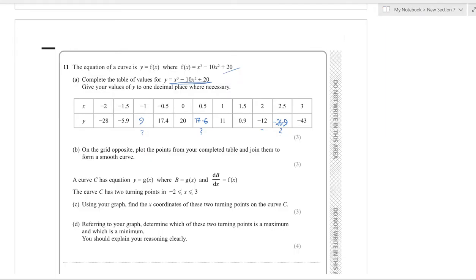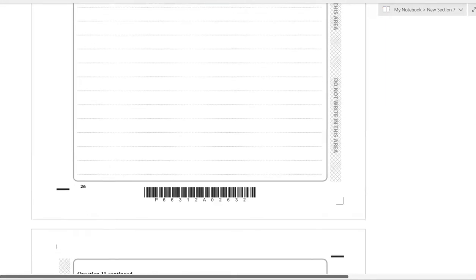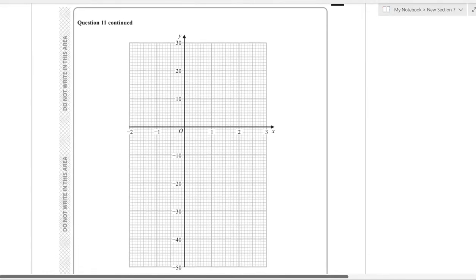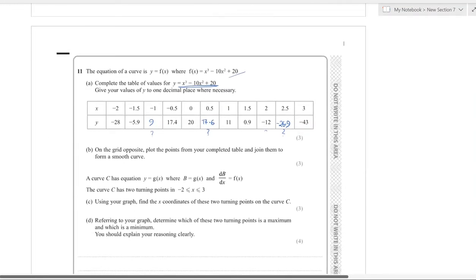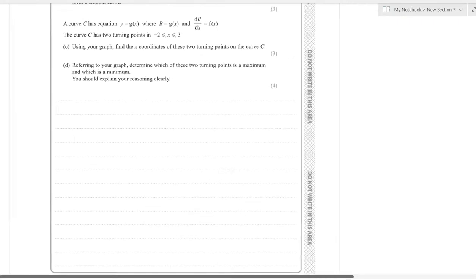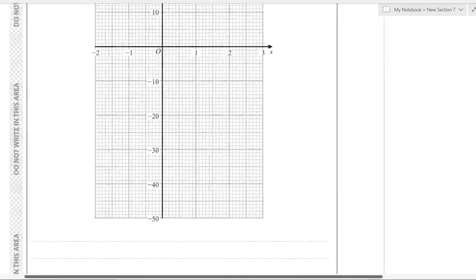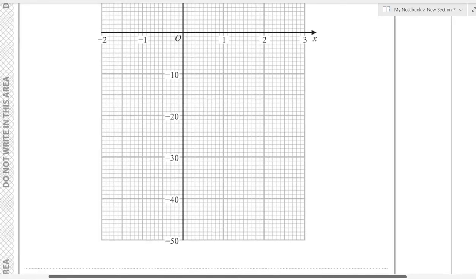For part B, you need to draw the graph. So the graph plotting is quite tough for me, because I need to draw this on a digital screen. The first point was -2 and -28. So it is basically there. -2 and -28 here is here.